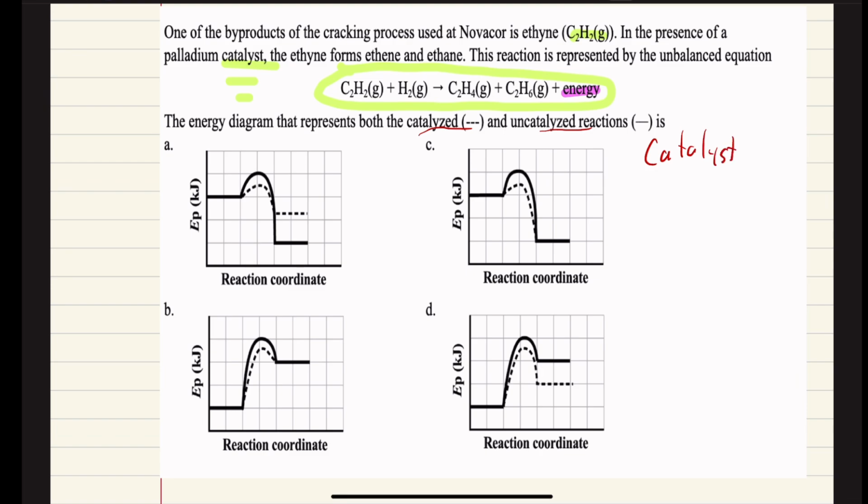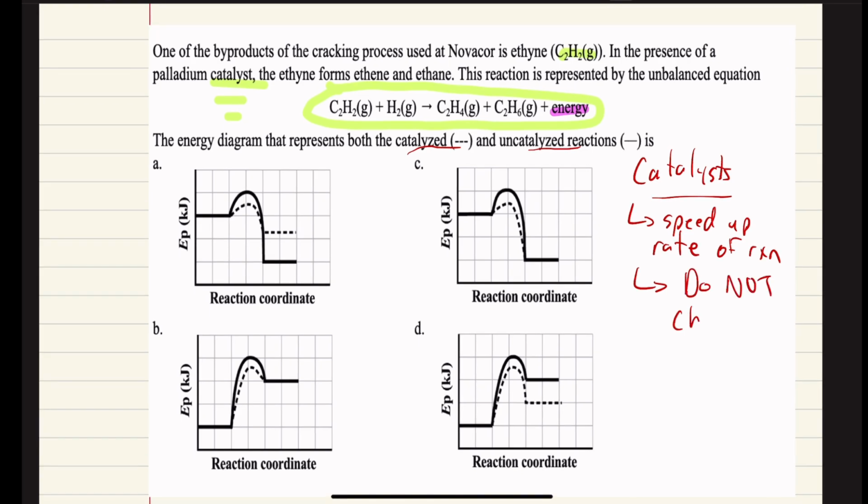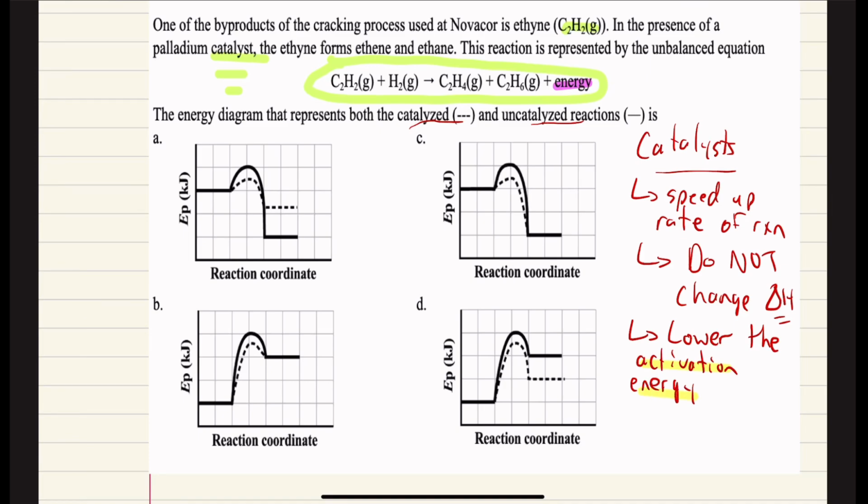The energy diagram represents both the catalyzed and the uncatalyzed reaction. So remember, catalysts do a couple of things. Okay, they speed up the rate of reaction without getting consumed, nor do they change the enthalpy change, right? So they're not actually changing the reaction. What they do is they lower the activation energy.